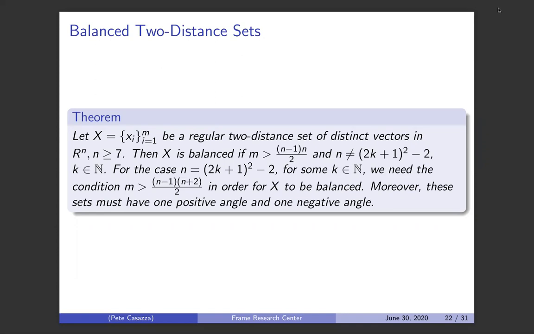So the point being here, it's sort of saying if you have a regular two-distance set and there are enough vectors, it's forced to become balanced. But enough vectors is pretty big, right? We know that the upper bound on the number of vectors is n(n+1)/2. This said, if m is bigger than (n-1)n/2, then this has to become balanced.